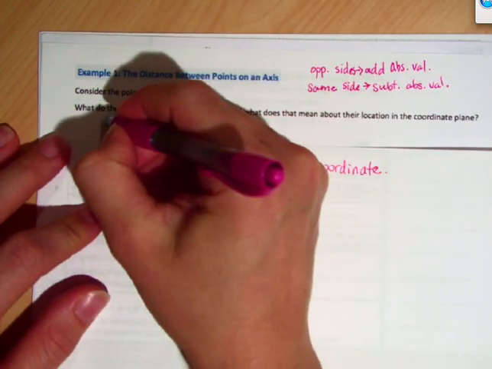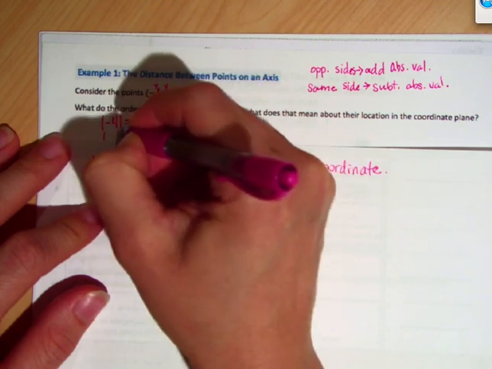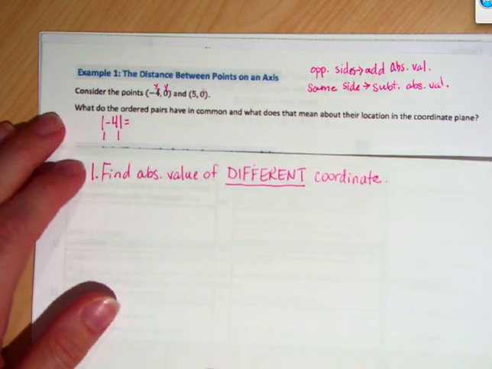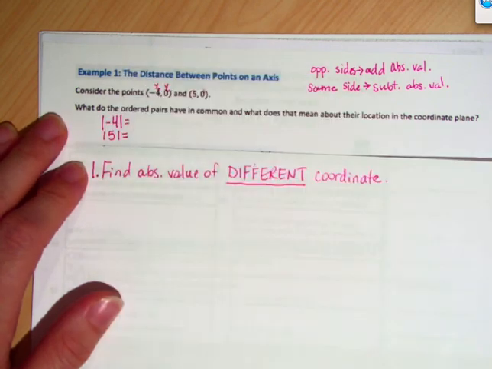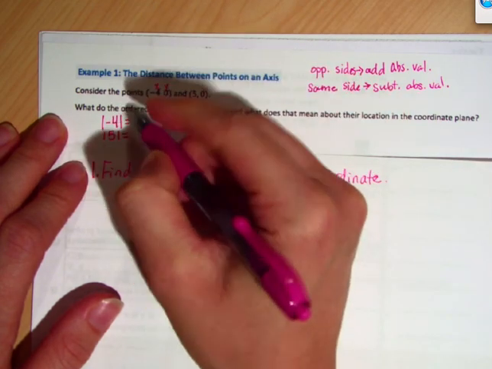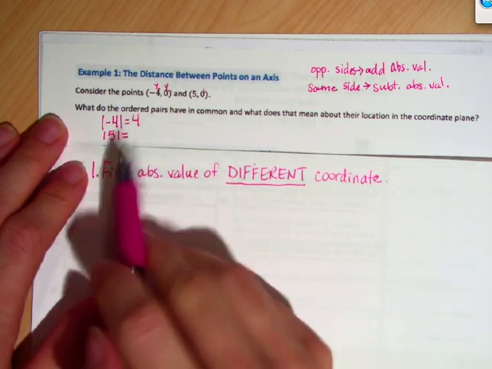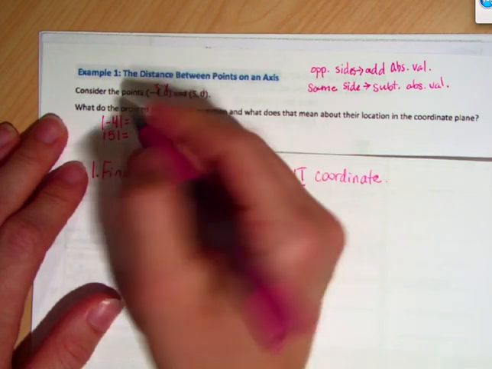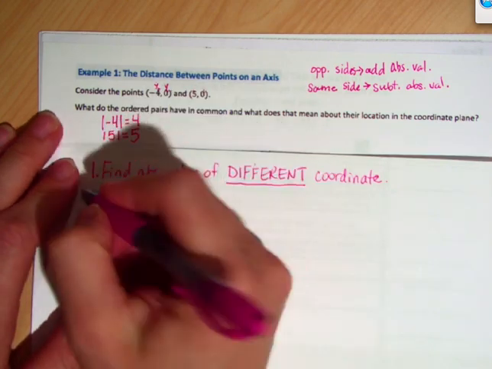Let's do that. So we need the absolute value of -4 and the absolute value of 5. So I'm going to find the absolute value of each of those. Okay, so the absolute value of -4, that's distance away from 0, is 4. The absolute value of 5, its distance from 0, is 5. All right, so we did that.